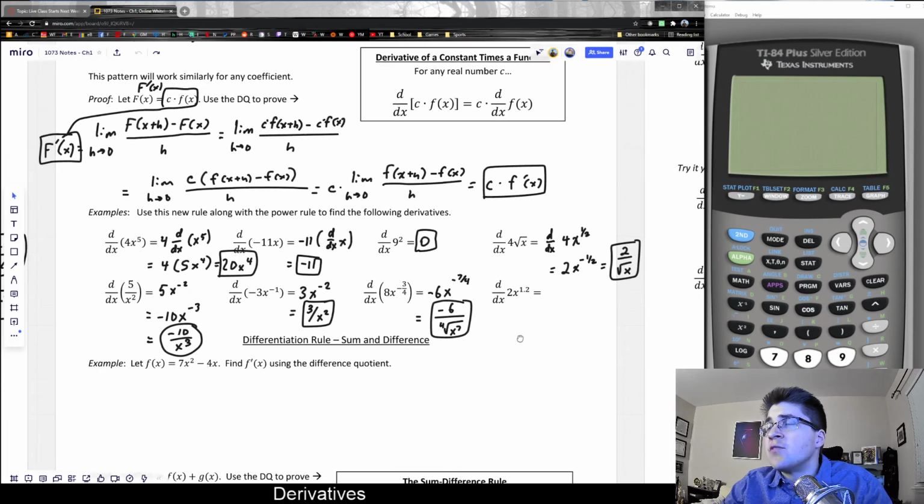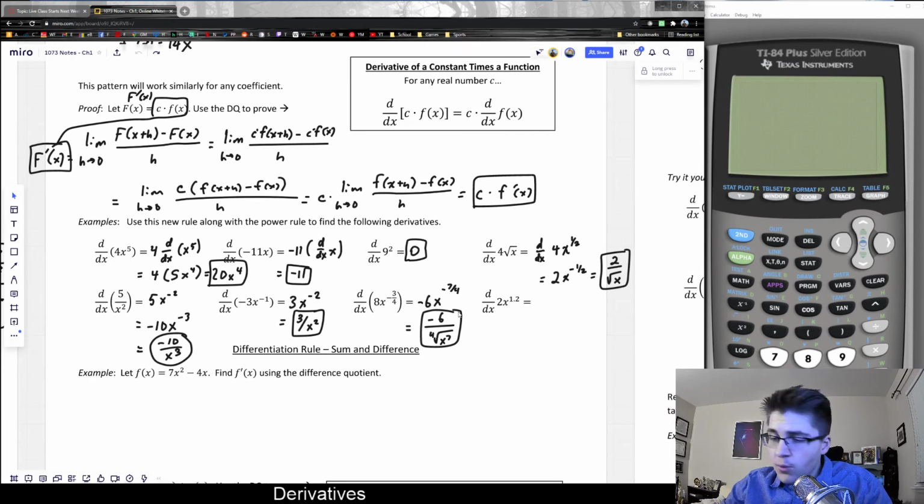And one last one involving decimals. Again, the power will always drop down. 2 times 1.2 would be 2.4. Subtracting 1 from 1.2 would be 0.2. And there we have it.